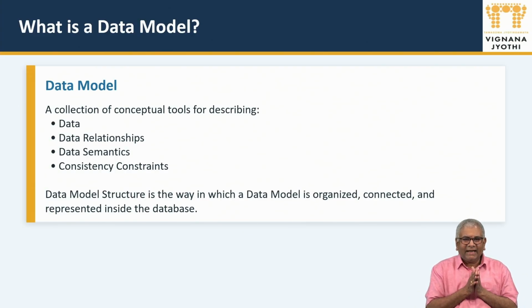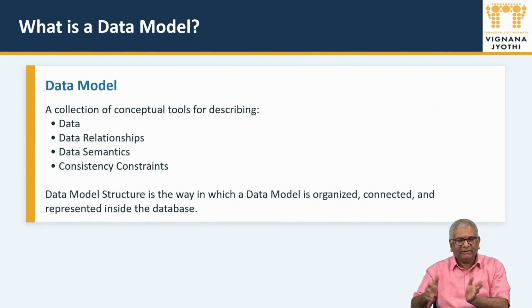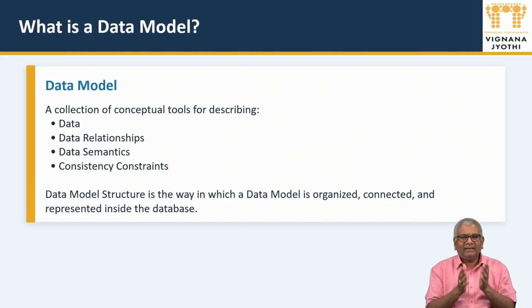So basically, a data model is nothing but the various tools, or the way in which we represent all these things: data, relationships, semantics, and consistency. Defining them is called the data model.